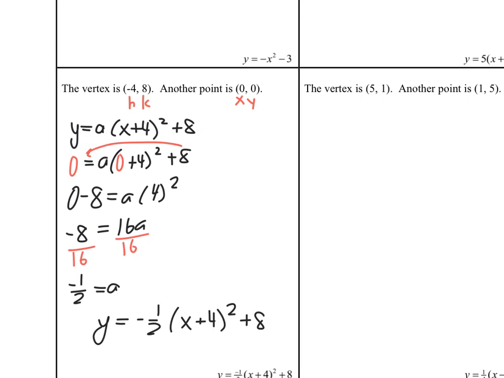Okay, last one, make it count. Put the vertex in for h and k, the point in for x and y. Isolate wonderfully, and hopefully it all works out.